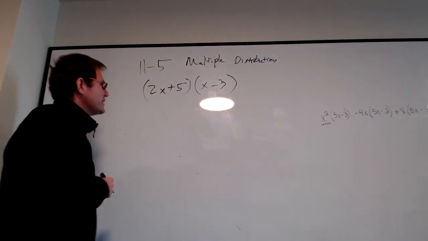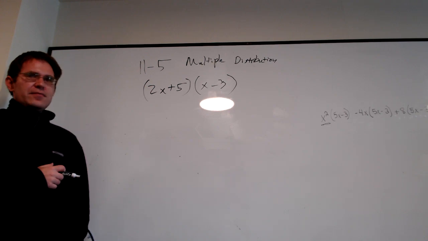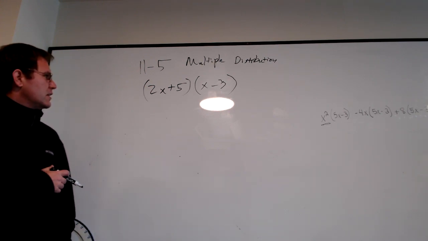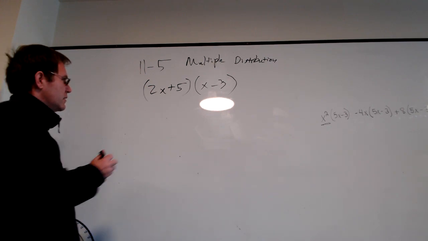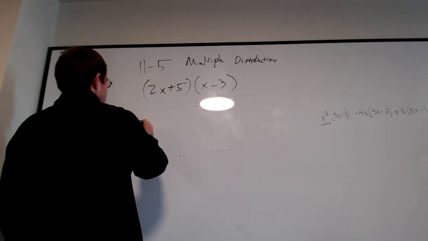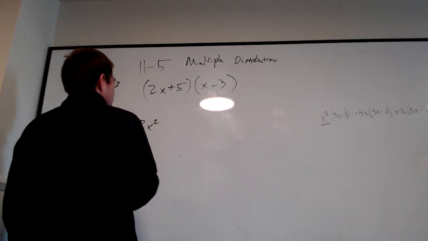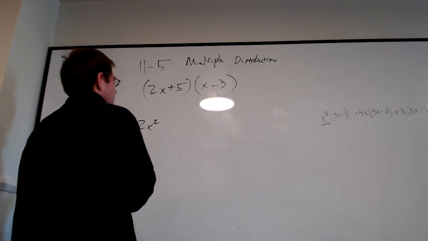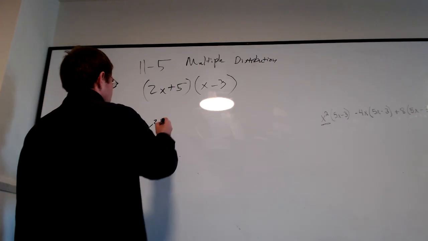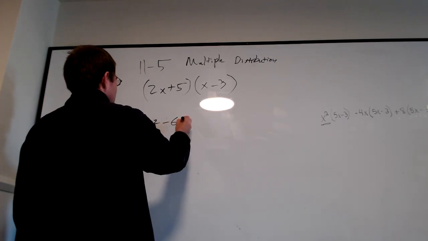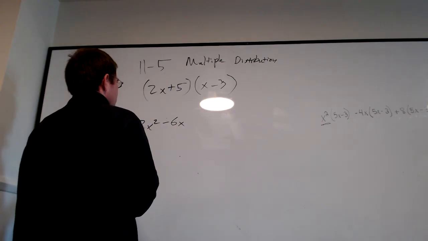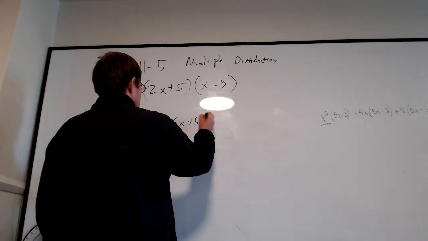Okay, here we go again. So, what's our first step? Multiply the x's together. So 2x times x, which is going to be 2x squared. Then what's next? Then multiply the 2x with the negative 3. So that's going to be minus 6x. And then the positive 5 with the x. And then the positive 5 with the negative 3.